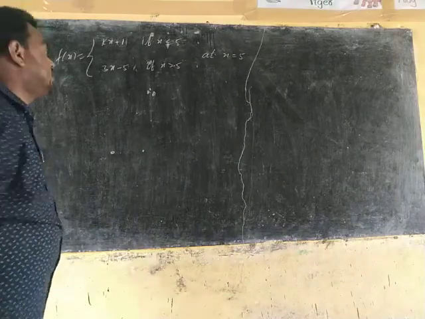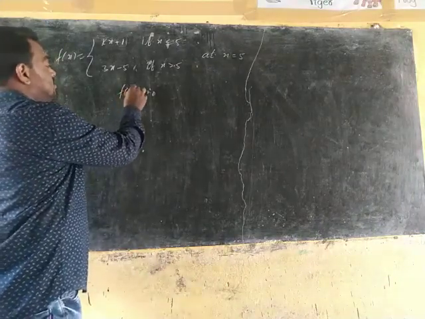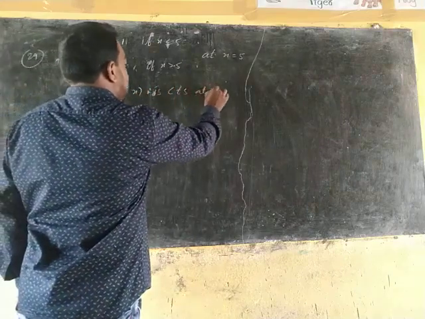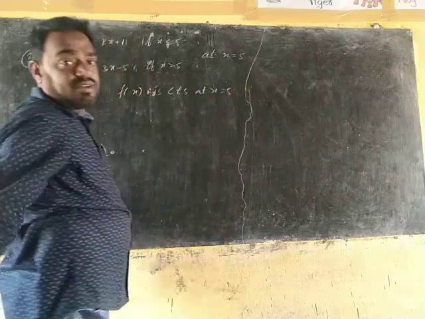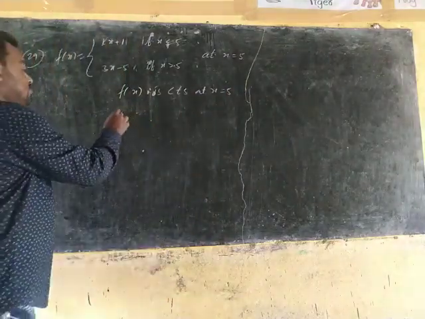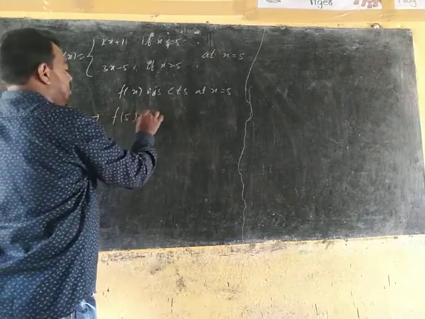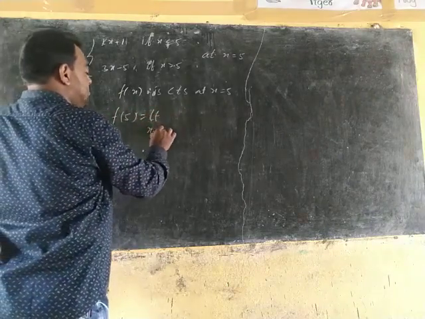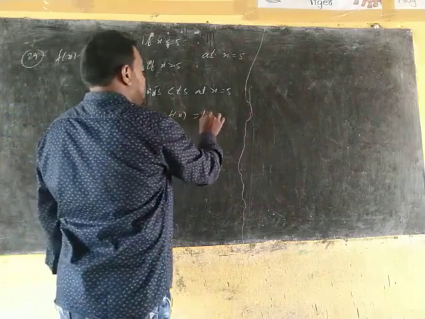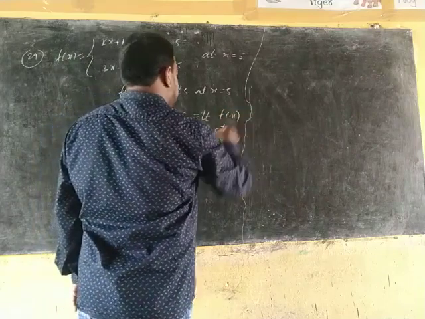So here this function f of x is continuous at x equals 5. At x equals 5, it is continuous. So by the definition of continuity, f of 5 equals limit x tends to 5 minus of f of x equals limit x tends to 5 plus of f of x.